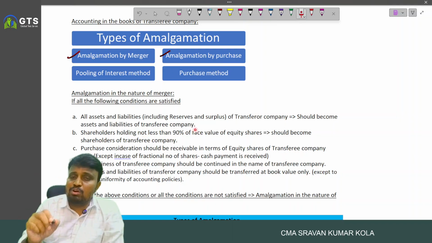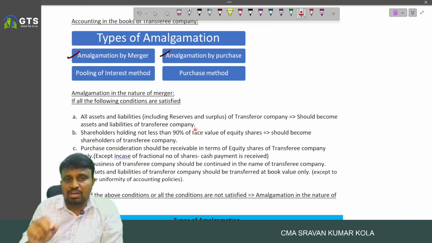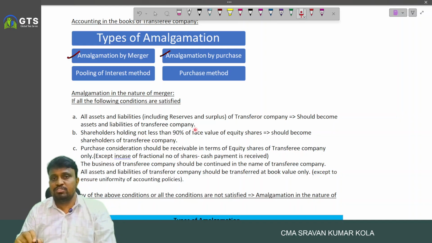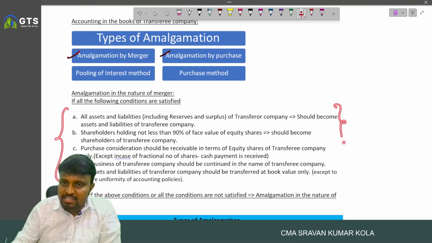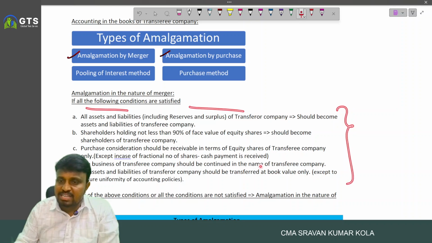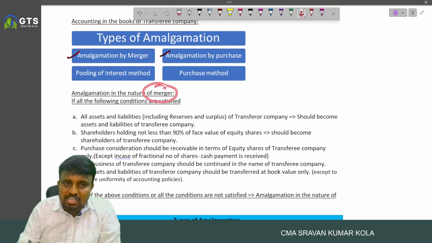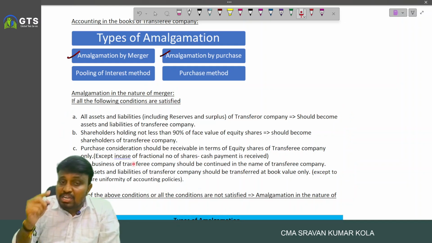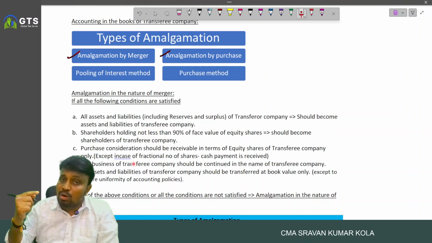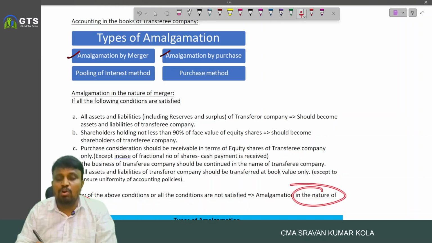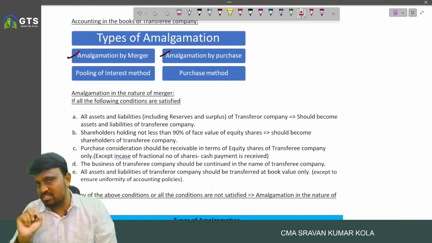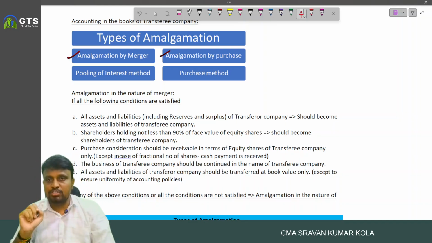And whether amalgamation is in the nature of merger or purchase depends upon five conditions stated as per the standard. If all these five conditions are satisfied, then that is said to be an amalgamation in the nature of merger. If any one of the conditions or all the conditions are not satisfied, that is said to be an amalgamation in the nature of purchase. What are those five conditions?